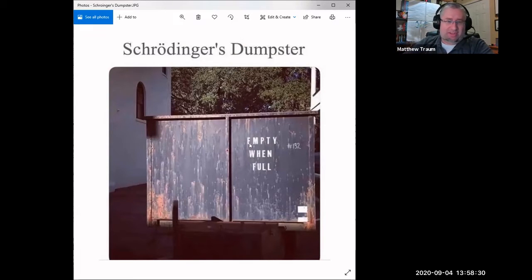Somebody sent me this picture, which I thought was funny. This is Schrodinger's dumpster, right? Which is empty when it's full. So it's in a superposition of both empty and full at the same time. Anyway, I thought that was funny. But let's not dwell on that too much, because we've got a lot to cover.